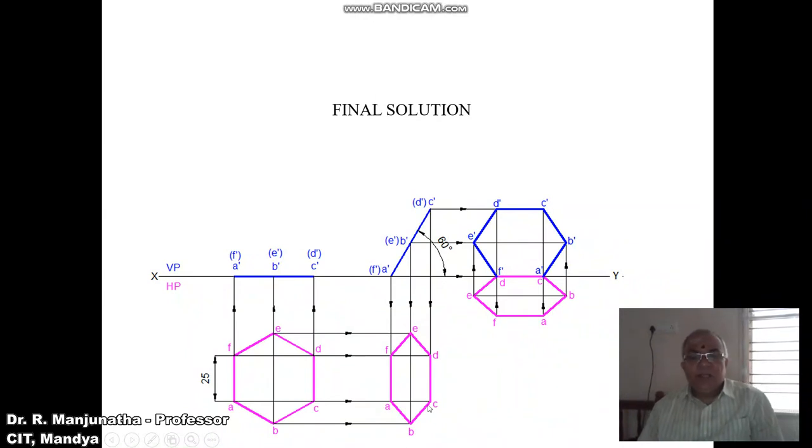Then join A to B, B to C, C to D, D to E, E to F, and F to A with a dark line.